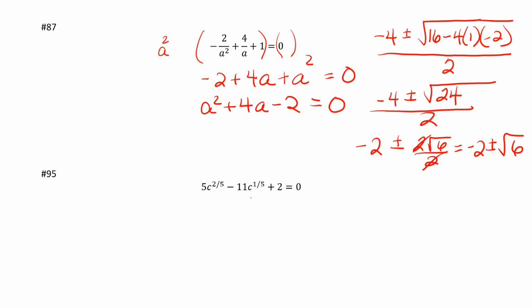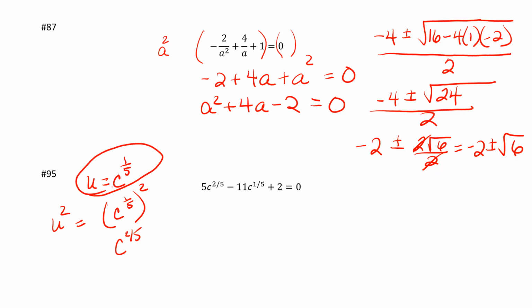So for this one, I noticed that this is in the form of a quadratic. And so instead of having to work with those rational exponents, I am just going to change this. I'm going to say that u is c to the 1/5 power. That way, instead of having to write c to the 2/5, I can call that u squared, because u squared would be c to the 1/5 squared, which is c to the 2/5. So I'm renaming c to the 1/5 so that it is an easier problem to solve.